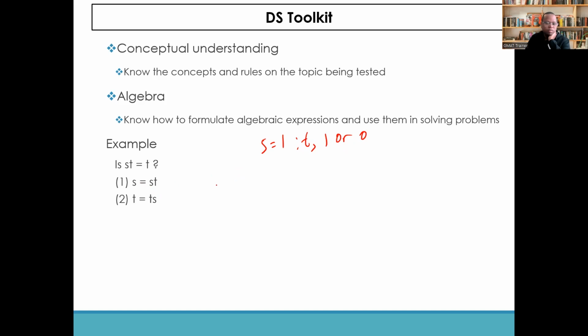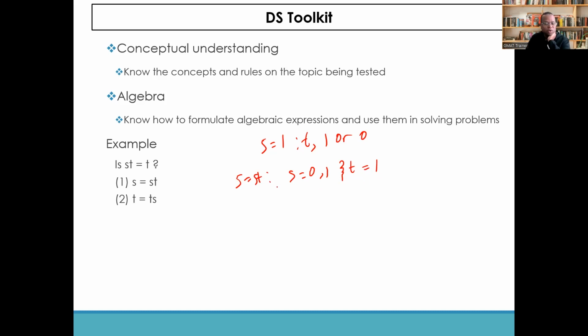The first statement says S is equal to ST. If S is equal to ST, then that means S is either equal to 0 or 1, and T is equal to 1 only. Or even 0, but it can't be both.